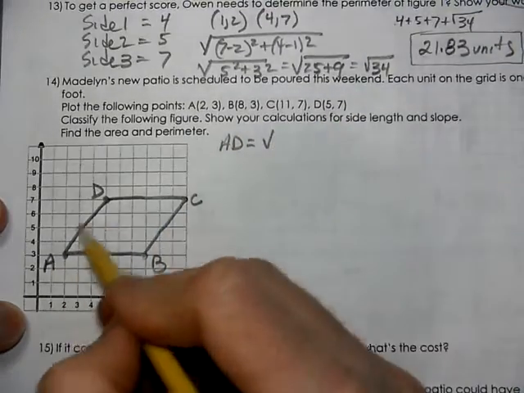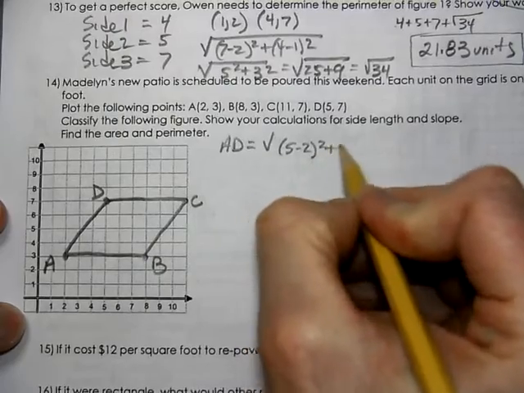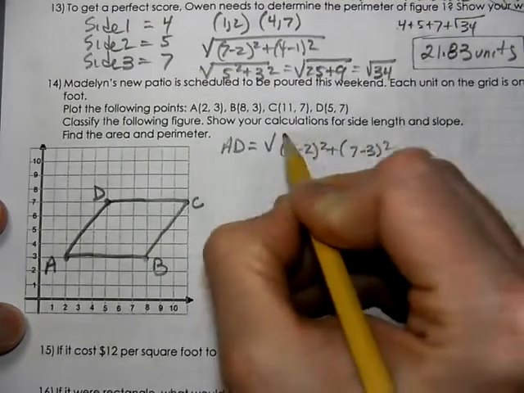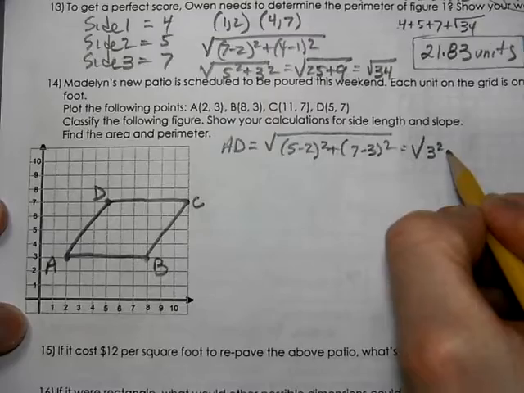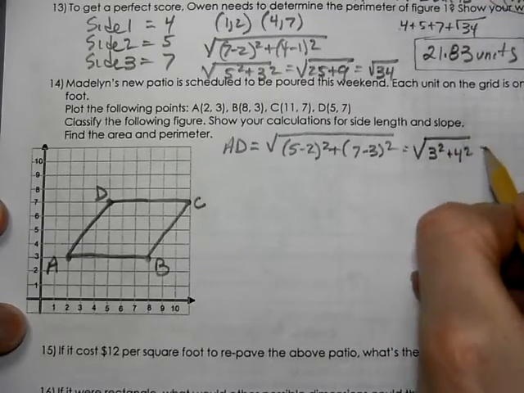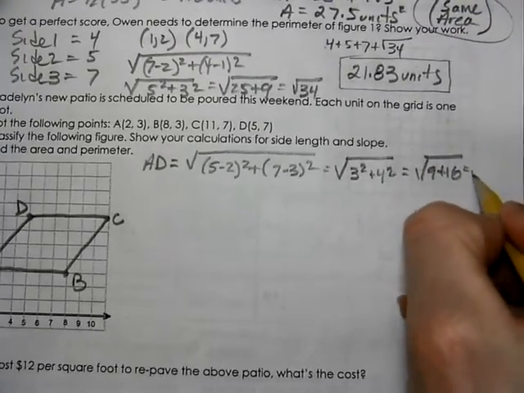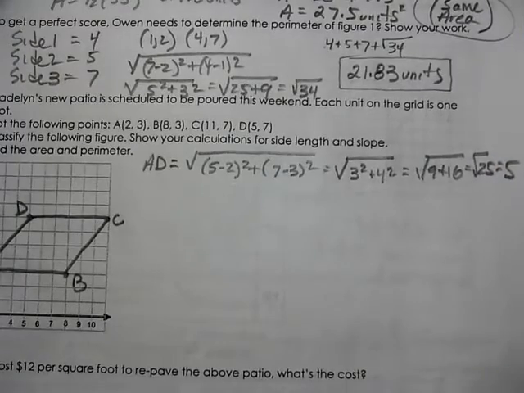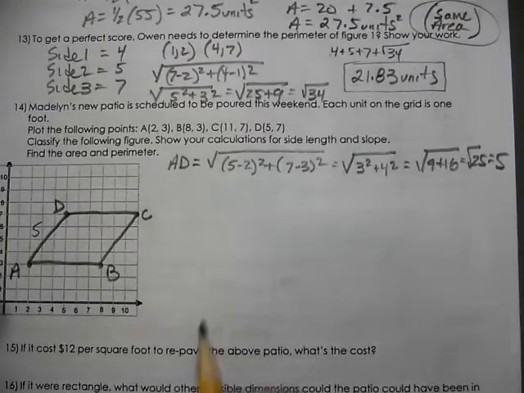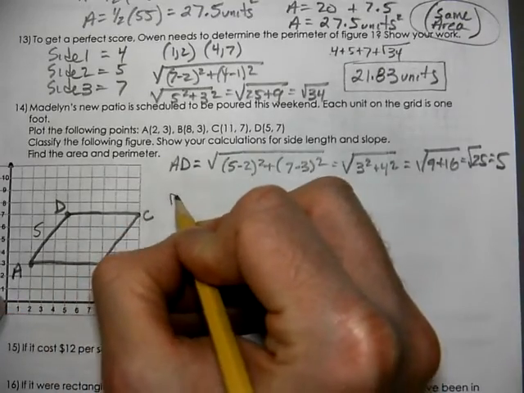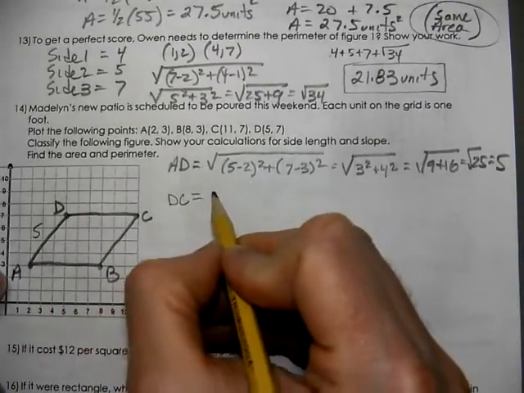So for AD, we're going to say x2 minus x1, y2 minus y1, so we're going to get 3 squared and 4 squared, which is 9 plus 16, square root of 25, which is 5. So this side is 5. The length of DC, that's horizontal, so we can just count it. That's 6.